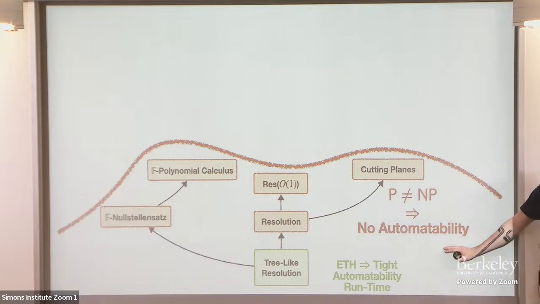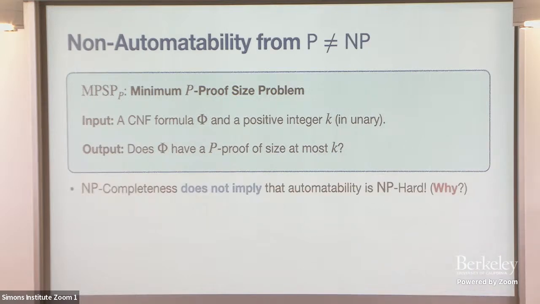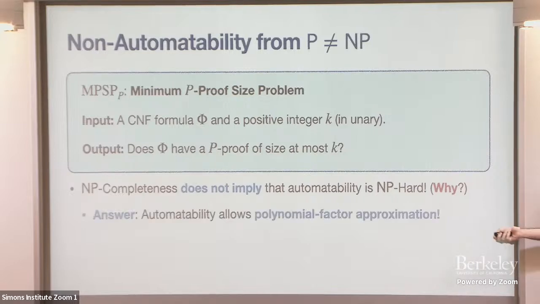So let's talk about this lower side stuff, the P not equal NP, and automatability from P versus NP. And for this, I want to go back to one of my first slides, which was talking about the decision problem, right? So we saw earlier that NP completeness of just this decision problem doesn't imply that automatability is hard, because we need something stronger. We need to say not only is it hard to tell the difference between K versus K plus 1, we need to tell the difference of a polynomial factor approximation in the proof length, right?